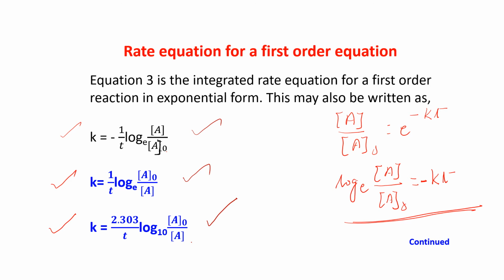Okay, so if we are putting the value of A with the particular time, and each and every time we are getting the value of k constant, that means that reaction is a first order reaction, because for a first order reaction the k is a specific rate constant. Am I clear to you?